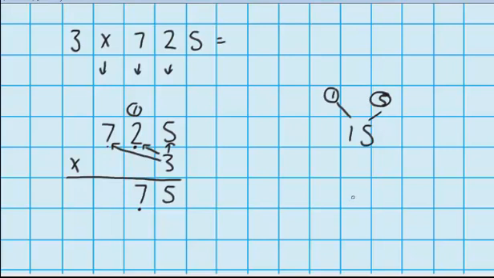So just like last time, I can't write 21 in one column, so I'm going to have to split that up. So the 1 is going in the hundreds column and the 2 is going in the thousands column. So you can see 725 times 3 is 2,175. Let's try another question.